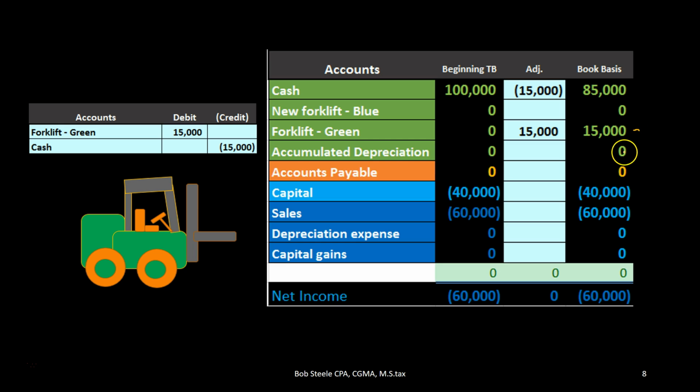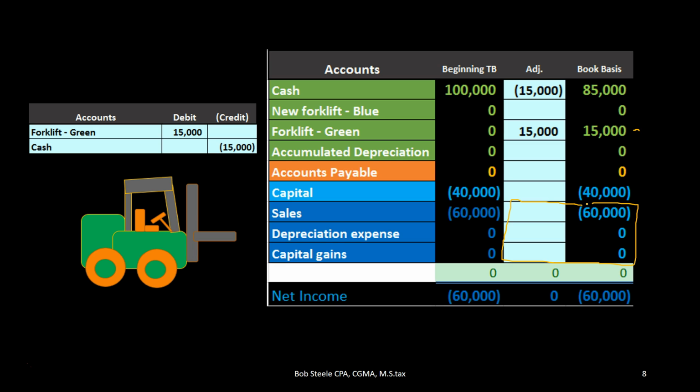Note what did not happen. We did not record an expense down here. We didn't get any expense related to it. Even if we paid cash for it, we wouldn't have an expense even if we're on a cash basis. We did pay cash, but even if we were on a cash basis, we wouldn't have an expense related to the purchase of the forklift, even for taxes, because the tax code generally has us put it on as an asset and then depreciate it.